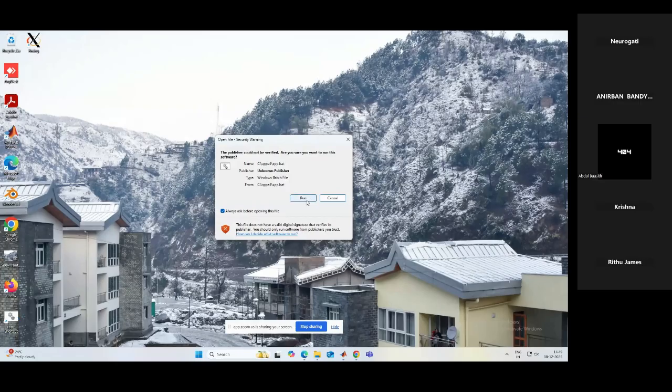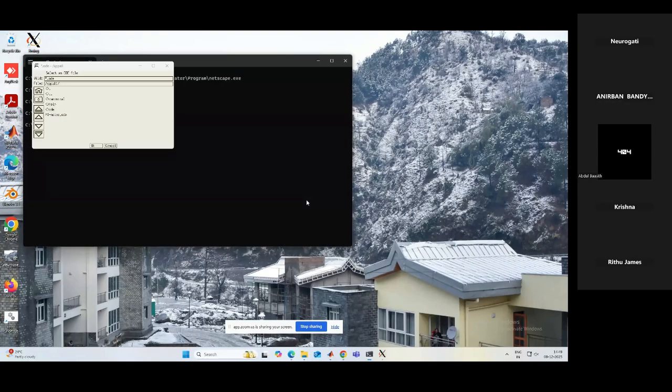So let's open this XPPAUT software here. Those who have downloaded it on Windows systems will get this shortcut, and if you run it, you'll get this kind of GUI. You can go to the ODE, and there you can simply write pnd.ode.